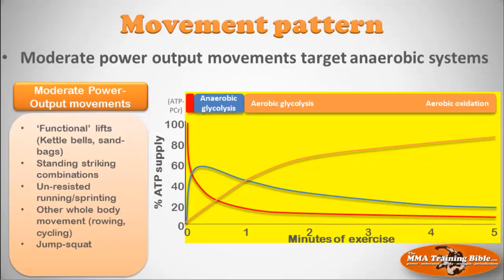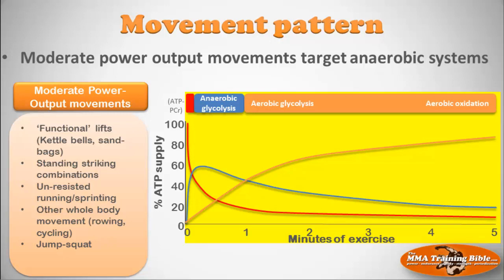When you're choosing moderate power output movements, you can really use those to target any energy system. So what do I mean when I'm talking about moderate power output movements? Well, they're going to be things like functional lifts, like kettlebells or sandbags, things like standing striking combinations. It's going to be unresisted running or sprinting, or other whole body movements like rowing or cycling or jump squats, things like that.